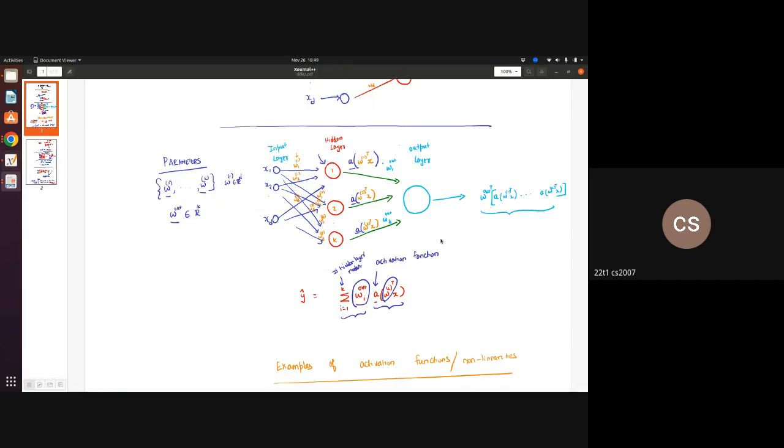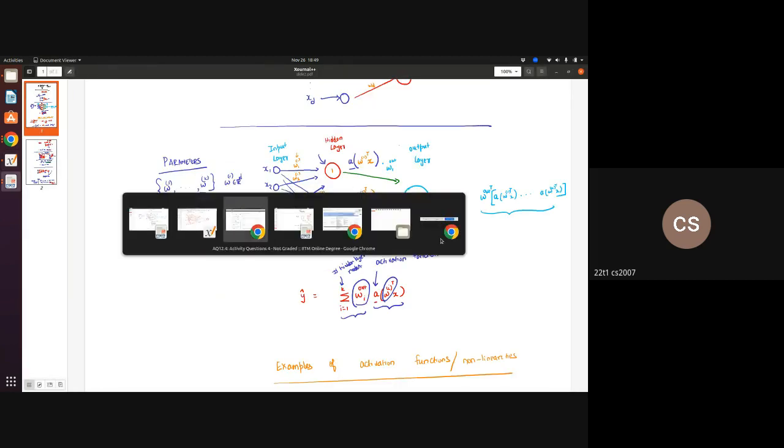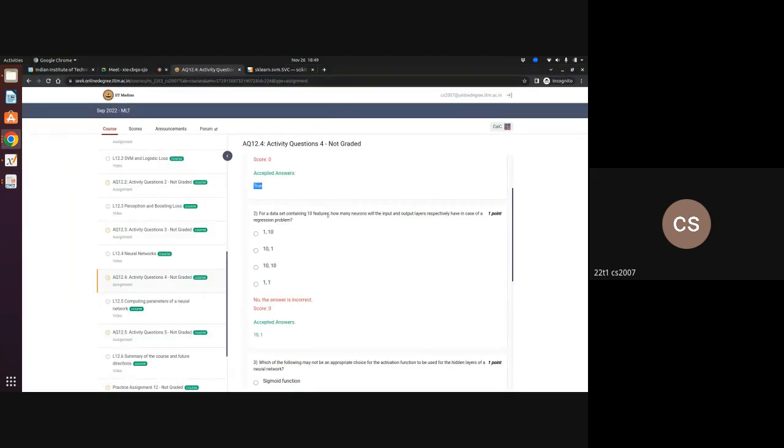So here, what are we asking? 10 features. Like I told you just now, how many neurons is what we are asking. There'll be 10 neurons in the input layer, and it's a regression problem, so there'll be 1 neuron in the output layer. Okay. So 10 and 1 should be the correct option.